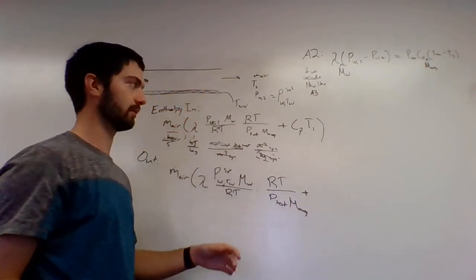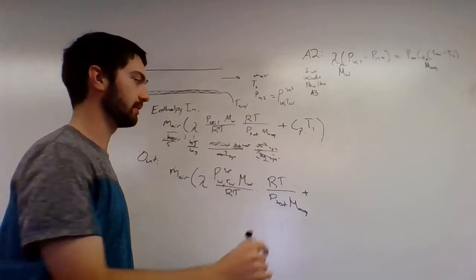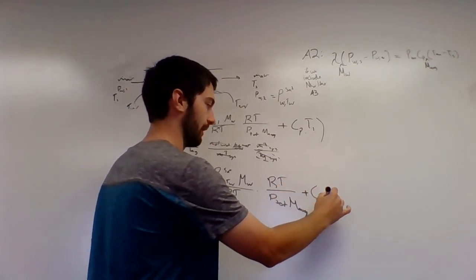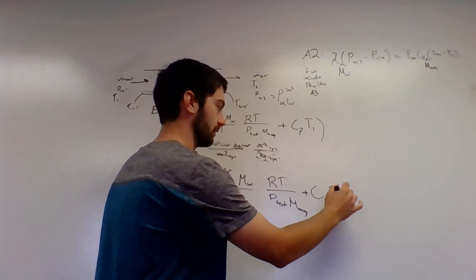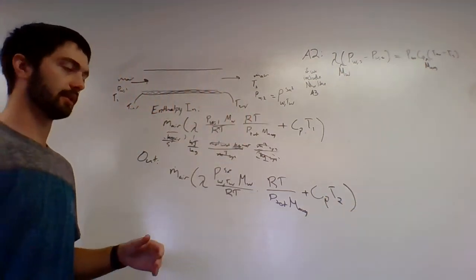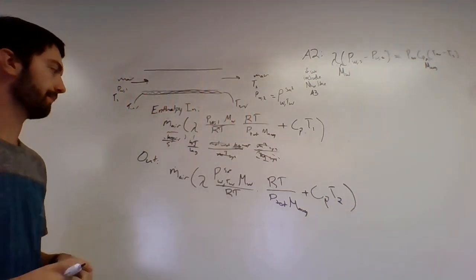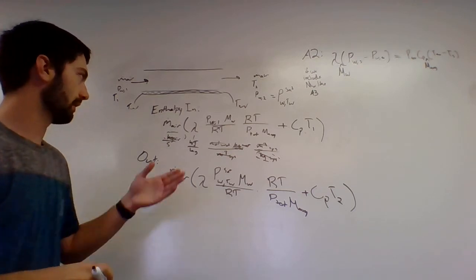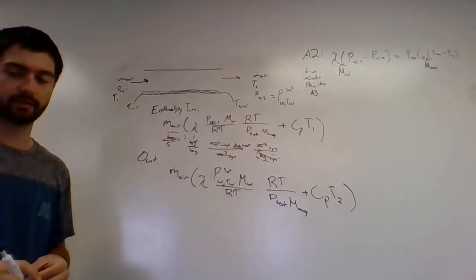And again, we want to include the sensible heat, so we can do the heat capacity times T2, because once again, our reference temperature will be 0. So now that we have our enthalpy in and enthalpy out, we can set those equal.